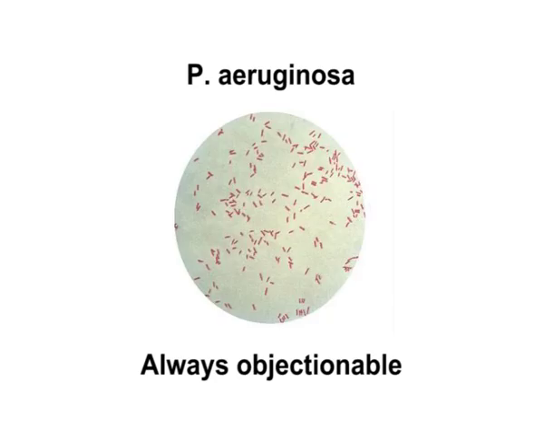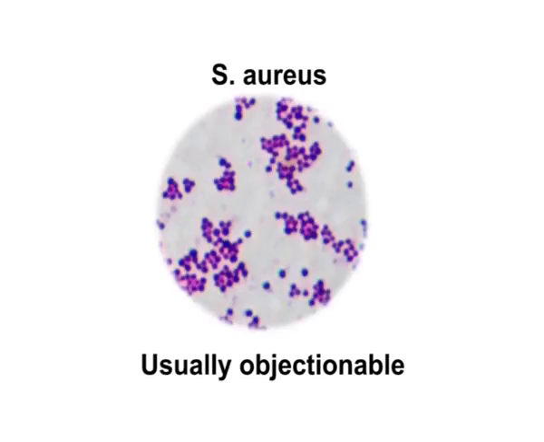Pseudomonas aeruginosa is listed as always objectionable, while other Pseudomonas species and S. aureus are classified as usually objectionable. Always objectionable is based on two factors, namely pathogenicity of the organism and site of use, while usually objectionable also includes an additional determinant apart from the above two, that is the state of health of the user.